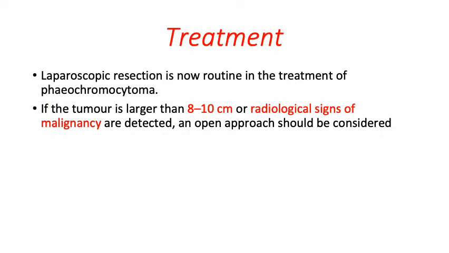Regarding the treatment, the gold standard treatment is laparoscopic resection, and now it is routine in the treatment of pheochromocytoma. If the tumor is larger than 8 to 10 centimeters or radiological signs of malignancy are detected, an open approach should be considered.